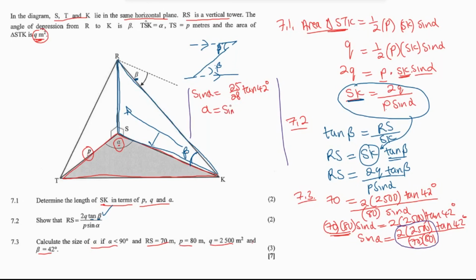So it's arcsine. Then just put this into your calculator as it is, don't change anything. So it's 25 over 28, then tan, open bracket, 42 degrees, close bracket, and then close bracket again, because we have opened 2 brackets, so we must have 2 closing brackets. Alpha is equal to 53.50725593, which is alpha is equal to 53.51 degrees.